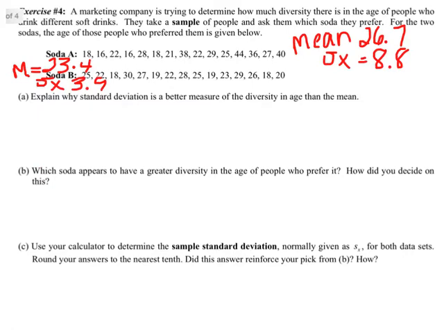It says, explain why standard deviation is a better measure of the diversity of the age than the mean. Well, my mean doesn't tell me anything. My mean tells you my average age is 23.4, my average age is 26.7. It doesn't tell you what my variety is. Looking at my population standard deviation shows me that there's a greater variation in soda A.